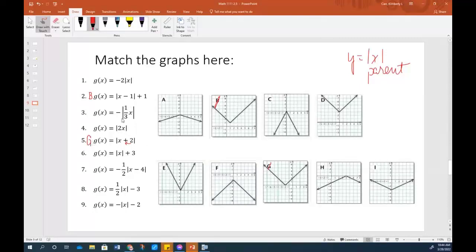Okay, I'm just doing the easiest ones first. Anything with addition or subtraction will be easiest. So now this one has been moved up 3 units. So I'm looking for something where the V has been moved up 3 units. And this is the only one where that applies. So that one must be D.